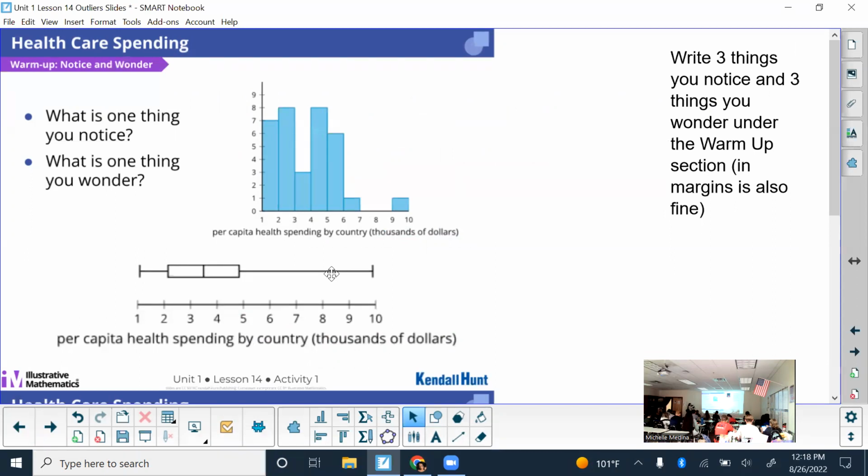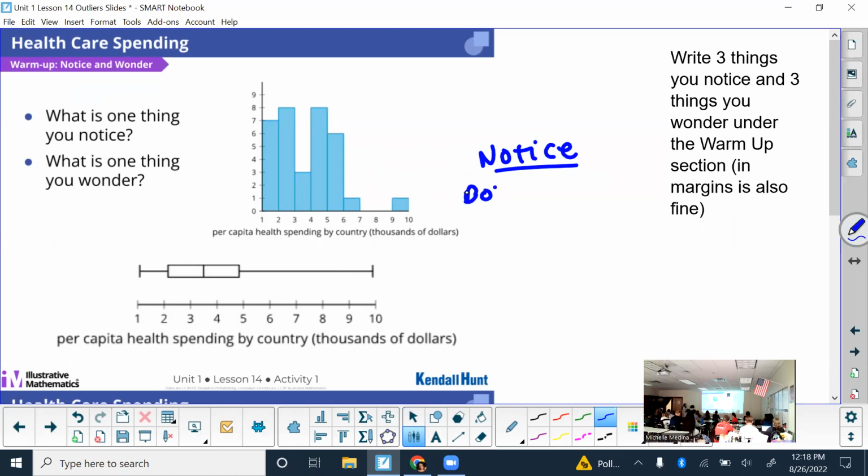So just somewhere at the top of your paper, you should have written some things that you noticed and some things that you wondered. So what are some things that we noticed about these two displays? Both numbers 1 through 10. Anyone notice something different?